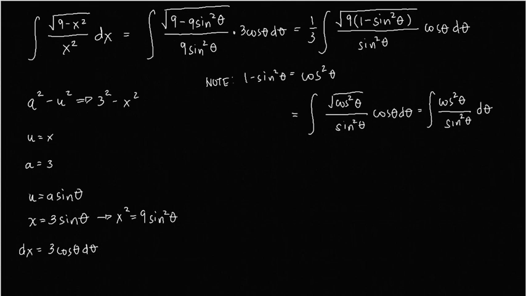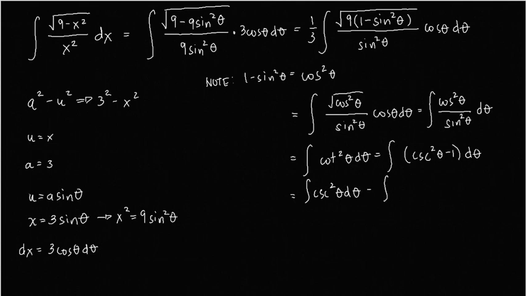And as we all know, cosine theta divided by sine of theta is cotangent of theta. So we have cotangent squared of theta d theta, and replacing cotangent squared theta by cosecant squared theta minus 1 d theta. Then we know that the integral of cosecant squared of theta d theta is negative of cotangent of theta. So this is negative cotangent of theta minus theta plus c.